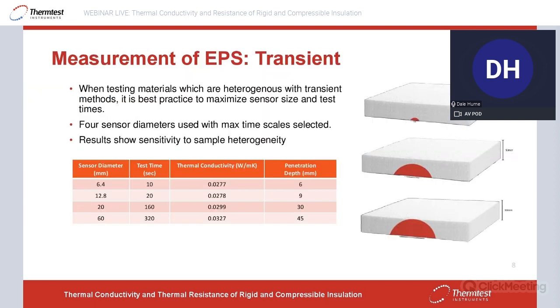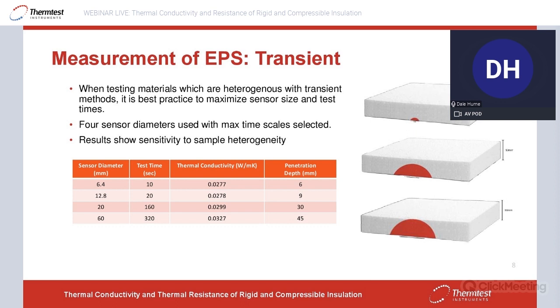So what we did to demonstrate some of this is we took a construction expanded polystyrene. I call it construction because it is not homogeneous. So it is heterogeneous on a scale that will cause distortion in the heat diffusion. So we took 4 diameters of a transient sensor and introduced them at max time scales to maximize the amount of volume we are penetrating in the material, because that's the best rule of thumb.